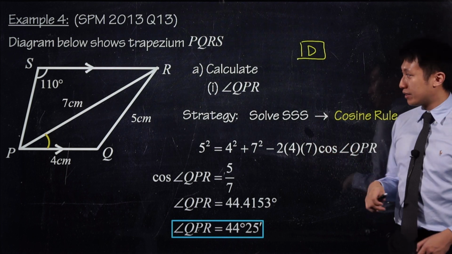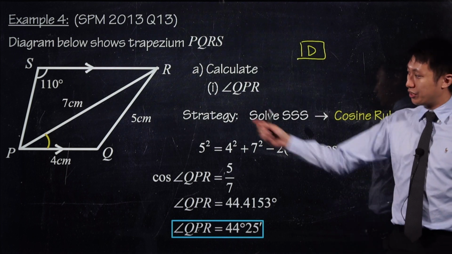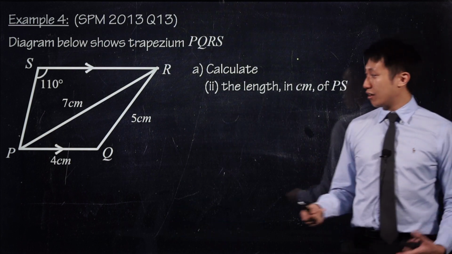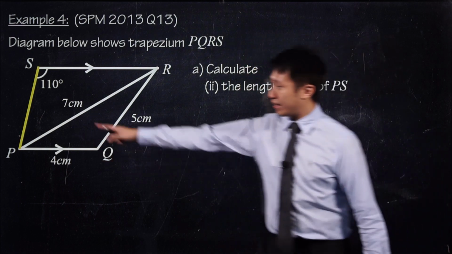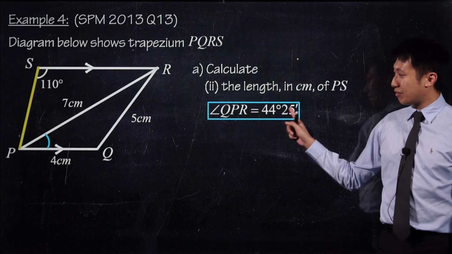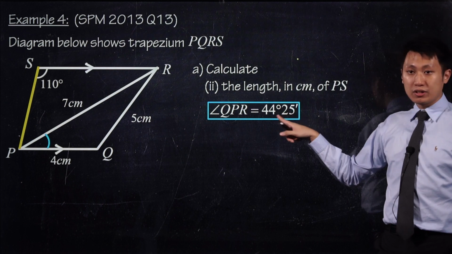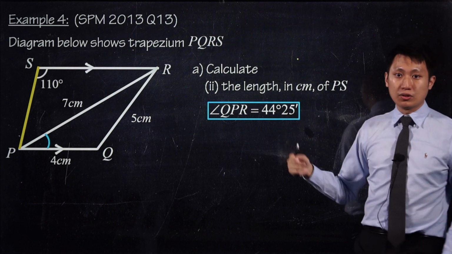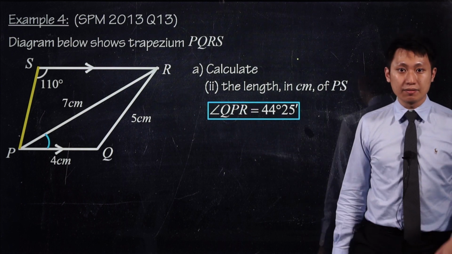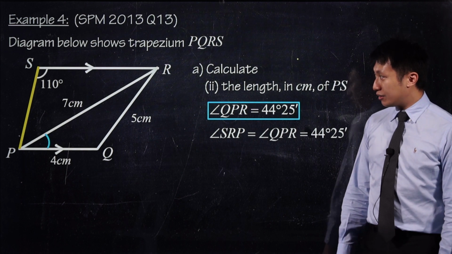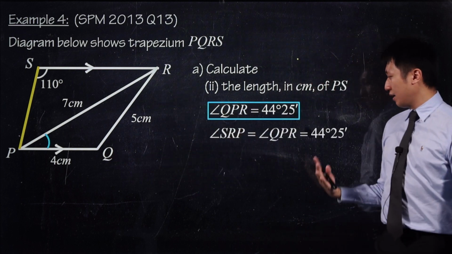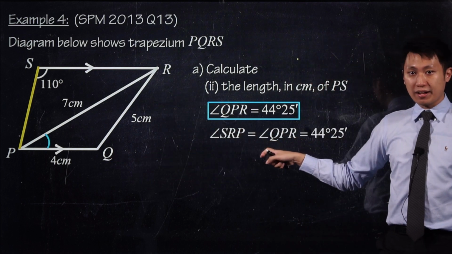Alright, great. So now we have solved for QPR already. So we know that side. Now again, think about the strategy. We know this side. We want to find that side. We know this side. So what do we do? QPR is 44 degree 25 minute. It's easier if you use the dot something, it's easier to key in the calculator, but I'll just write the answer here first. Do you agree that SRP or PRS is equal to the angle QPR?